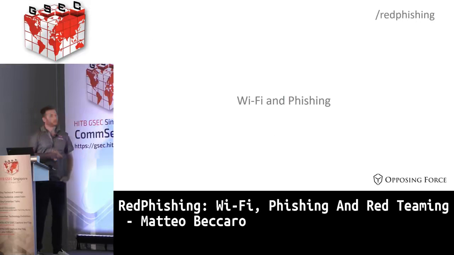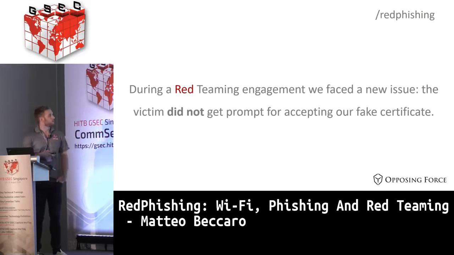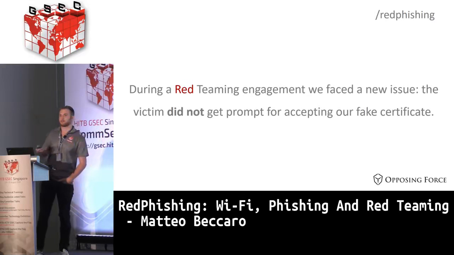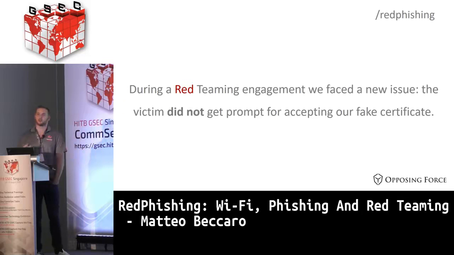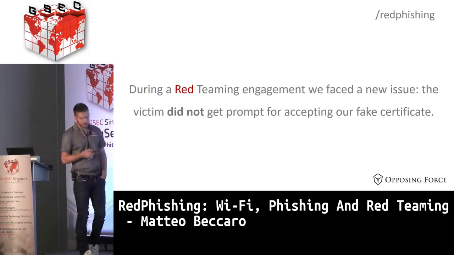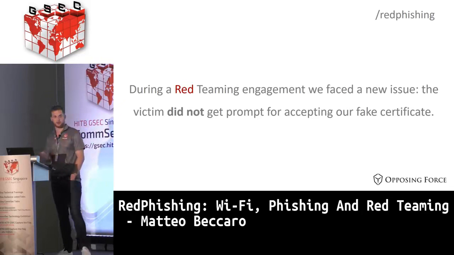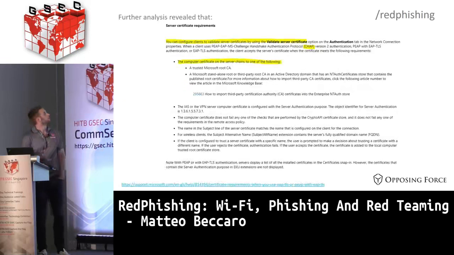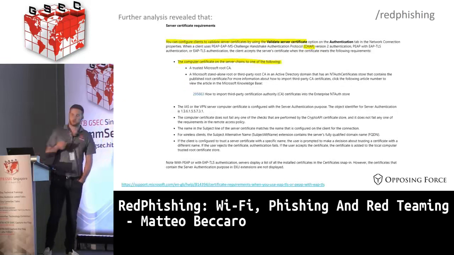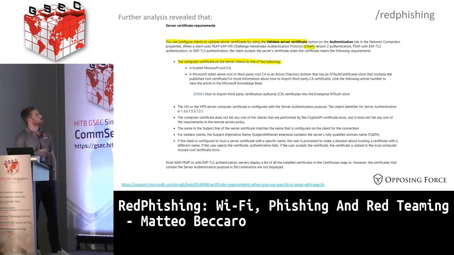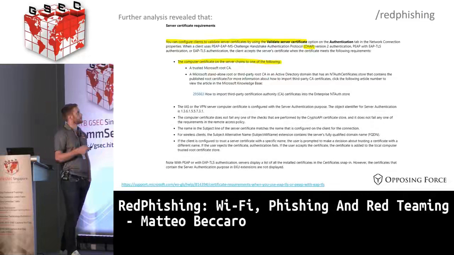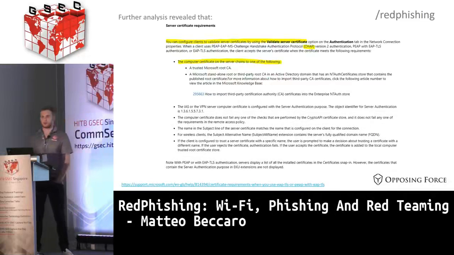But during one of our engagements, we found an issue that basically our victims didn't get the prompt for the new certificate, therefore they could not connect to our fake access point. So we started to investigate the problem, we tried to reproduce it with our own devices, and we found that there is an option on Windows machines that allows the computer to automatically drop any certificate that is not in a trusted Microsoft root CA.